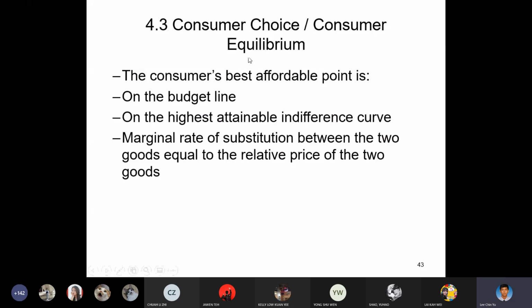Now, just now what we have over here is that if you want to achieve the consumer equilibrium, it must be on the budget line, and then on the highest attainable indifference curve. Because we have a lot of indifference curves, it must be the highest one attainable. So the marginal rate of substitution between the two goods is equal to the relative price of the two goods. This is the condition we need to achieve in order to achieve the consumer equilibrium.